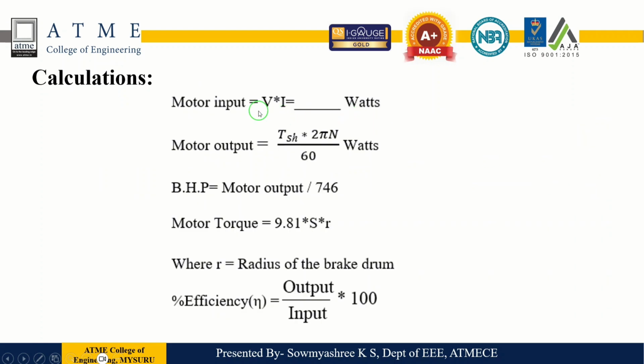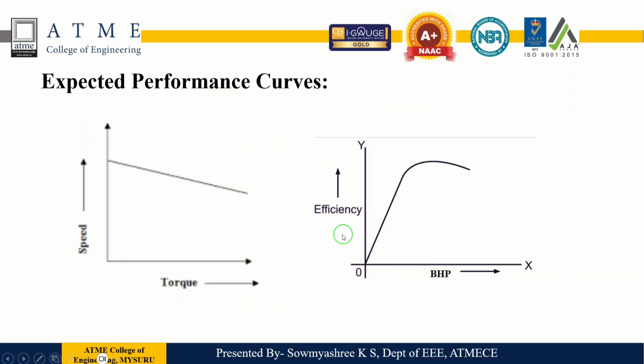Motor input is nothing but V into I in watts, motor output is TSH into 2 pi N by 60 watts. BHP equals motor output by 746. Motor torque is 9.81 into S into R. Efficiency is output by input into 100. With the help of those calculations, we can plot the graph of torque versus speed and the efficiency versus BHP.